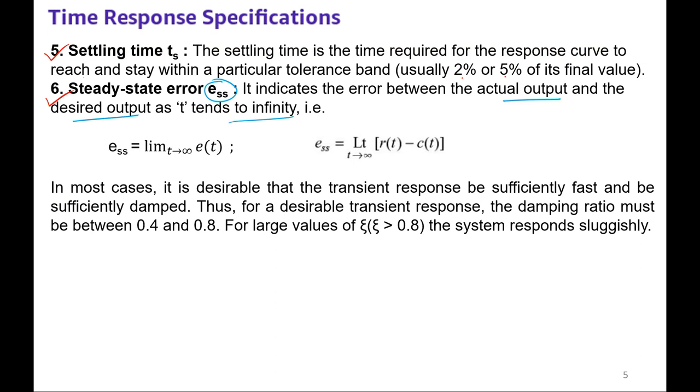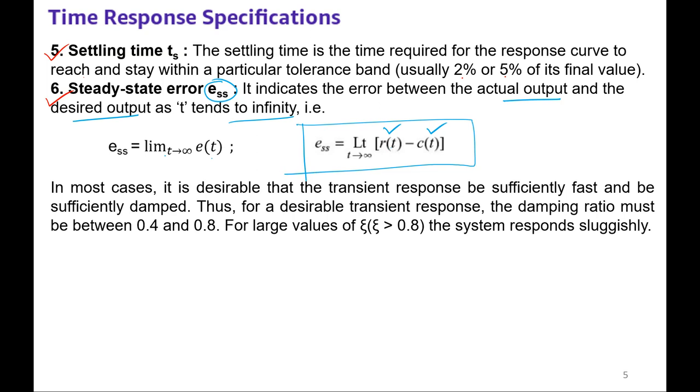So Ess is equal to limit t tends to infinity e of t. What is this e of t? It is the difference between the desired output, which is r of t, and the actual output, which is c of t. So r of t minus c of t. I hope you are getting this, right? So e of t is nothing but the desired output minus the actual output, r of t minus c of t. So limit t tending to infinity.